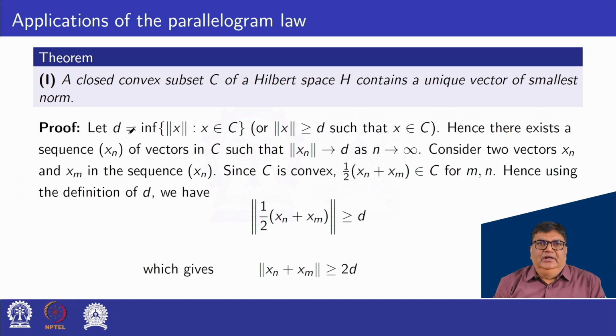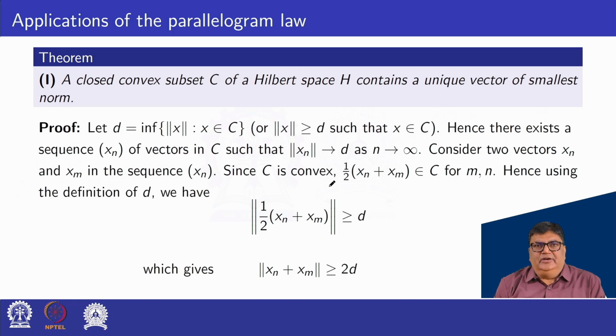Proof. Let d be equal to the infimum of norm x such that x belongs to C, a convex subset. Or this can be written as norm of x greater or equal to d such that x belongs to C. Hence, there exists a sequence x_n of vectors in C such that norm x_n tends to d as n tends to infinity. Consider two vectors x_n and x_m in the sequence x_n.